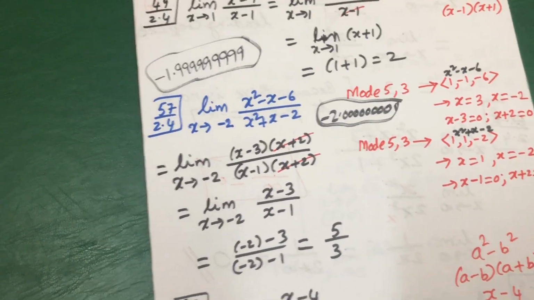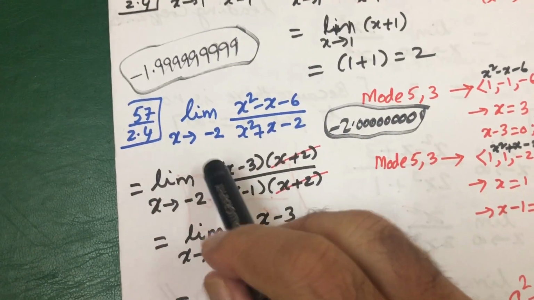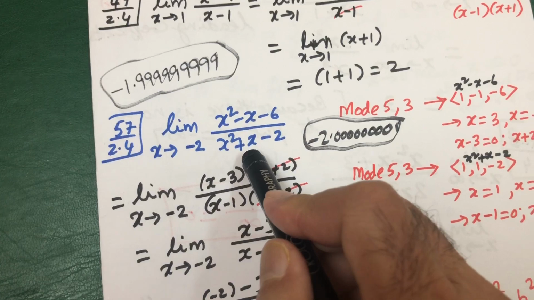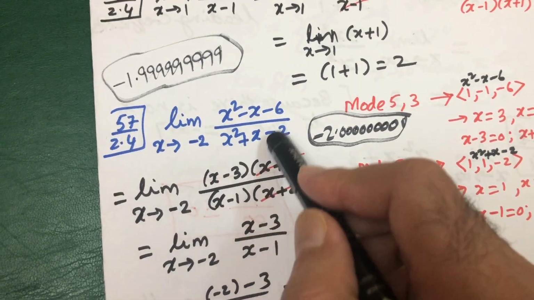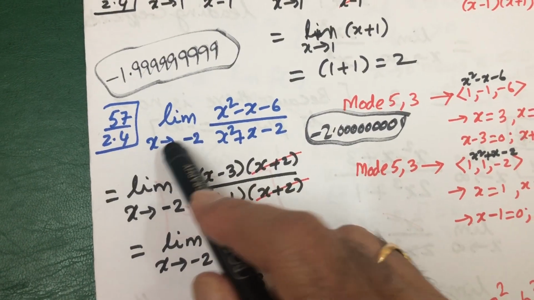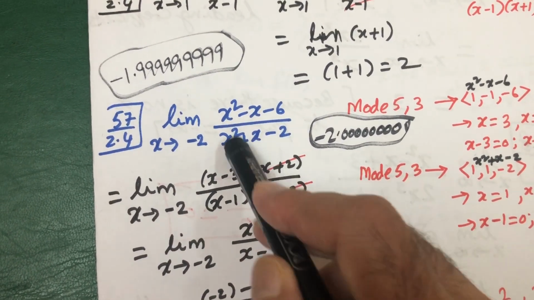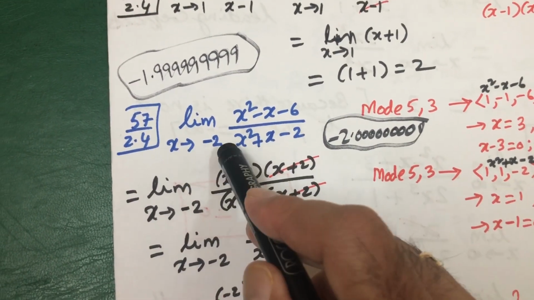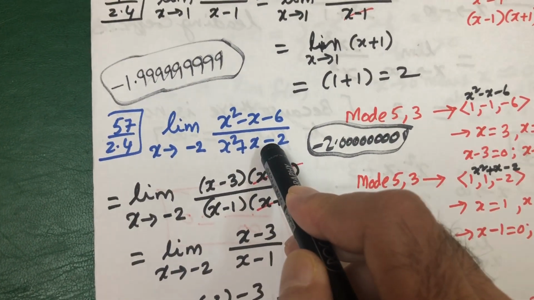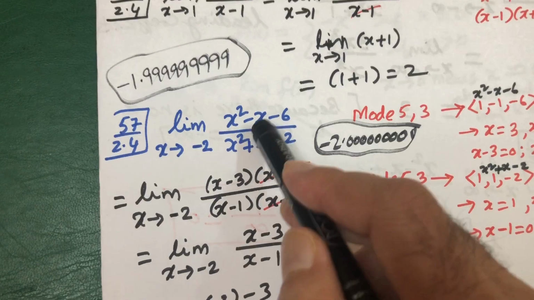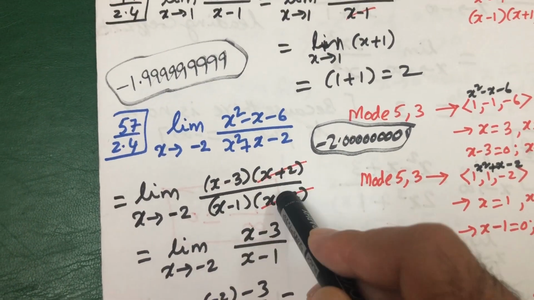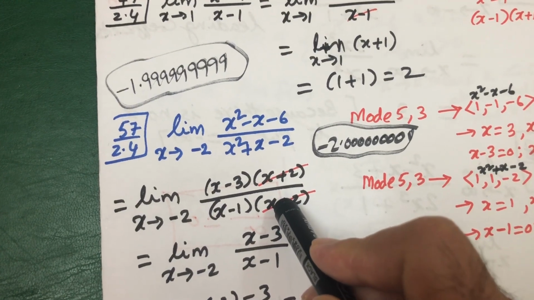Okay? So now, what is this? When I put minus 2 here, it will give you 0 in the denominator. How to do limit problems? Put this number here and make sure the down is not equal to 0. So when I put this number in the down, I get 0. So there is a trouble inside. So I factorize this like this, and I'll cancel this.